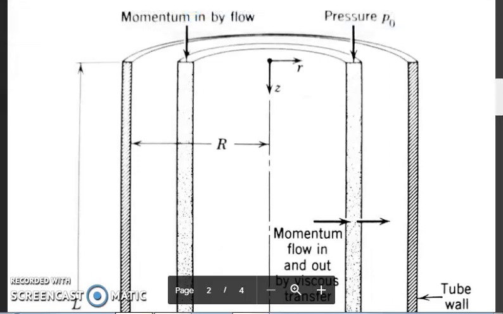So suppose that you are given a problem, that is, there is a cylindrical pipe and a fluid is flowing through this pipe. You are asked to find out the expressions for velocity distribution and shear stress distribution. So how can you do this derivation? So we can do it by this shell momentum balance approach.